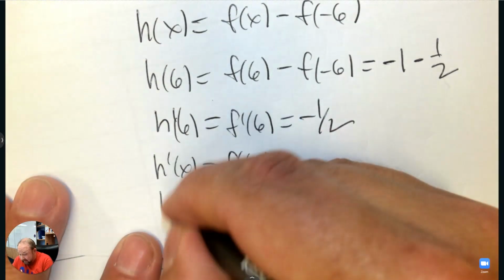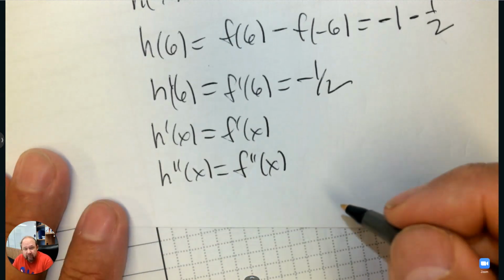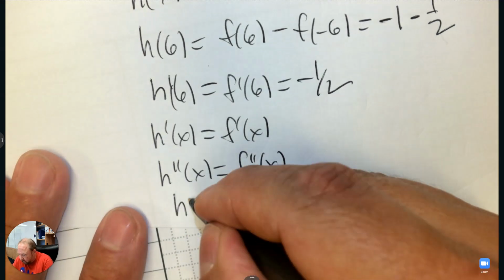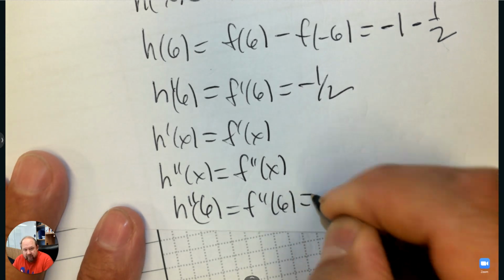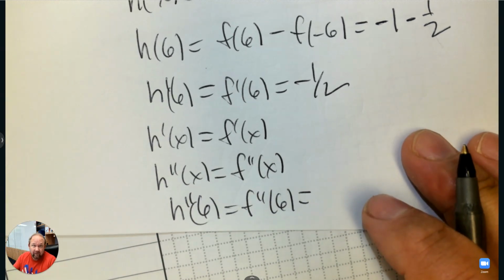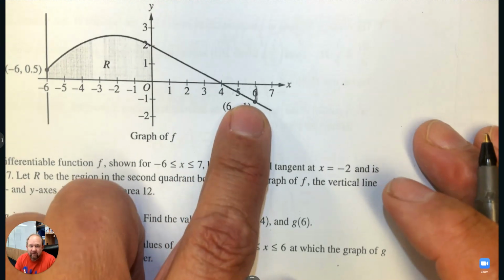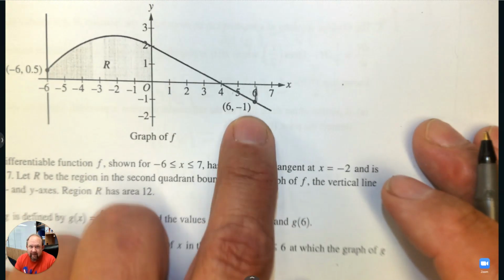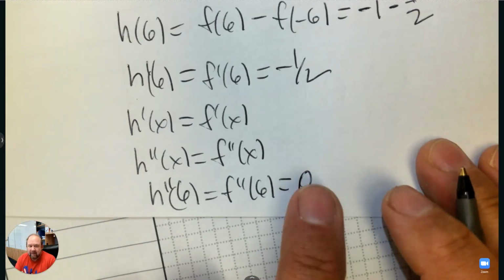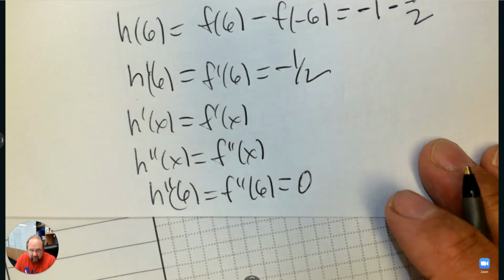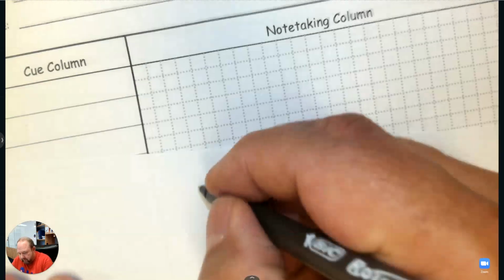And then the last one is the second derivative. So the second derivative of f is also the second derivative of h. They're together. So if I want to know the second derivative at 6, I'm looking for the concavity. Does it smile? Does it frown? Or is there no concavity? So if I look here at 6, it's a line. So there is no concavity. So if there's no concavity, we say that the answer is 0 because it's a line. And that's it. Number 4 is done. Number 5.